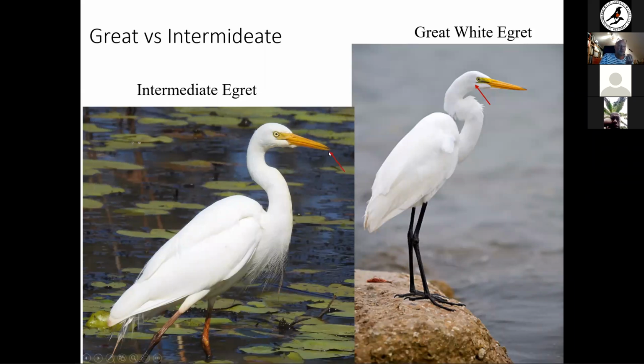If you have a good view again, the intermediate egret often has a black spot. The tip of the bill is black, also making the bill look shorter than it is and stouter than it is.